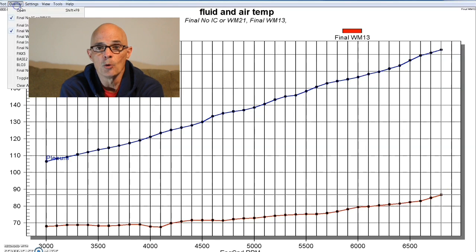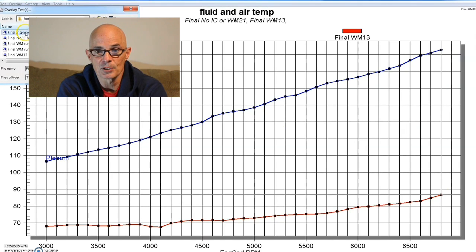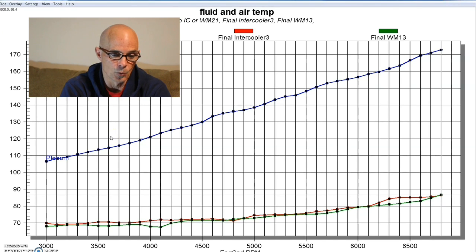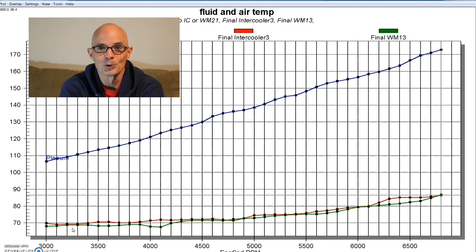Look, it's almost the same as the temperature provided by the water meth. As a matter of fact, it's almost an overlay. They're all within 1 degree of each other. So the water meth was working, the intercooler was working, no intercooler, obviously not working. Now let's take a look at our boost curves and see what's going on there.